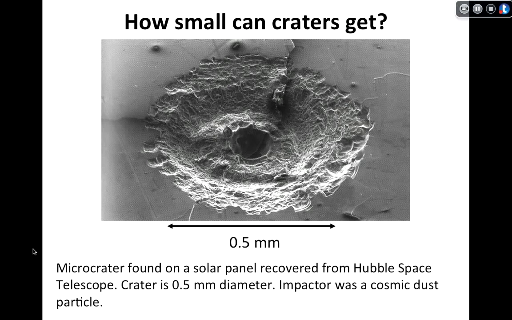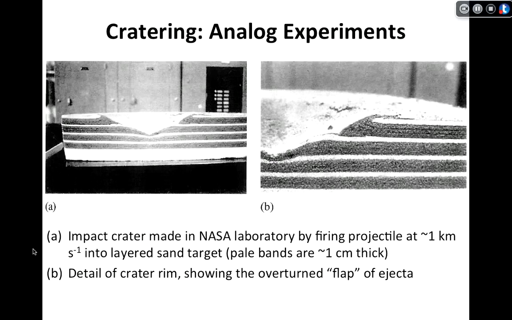This is going to the other end of the spectrum. This is a mini crater in a solar panel recovered from the Hubble Space Telescope, less than half a millimeter across. But these cosmic dust particles, by the way, are a hazard for astronauts because these things are still traveling very fast. If you're wearing a spacesuit, it's not much consolation that you got hit by a very, very small thing. If it's traveling at several kilometers a second, it's still possibly going to puncture your spacesuit.